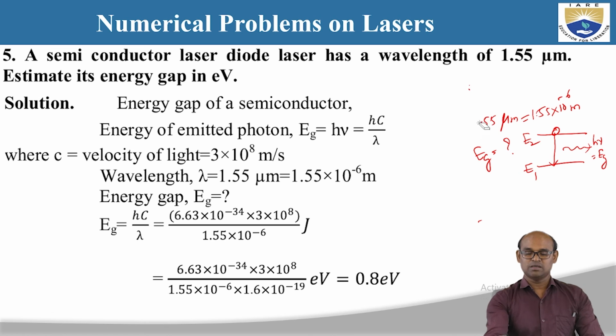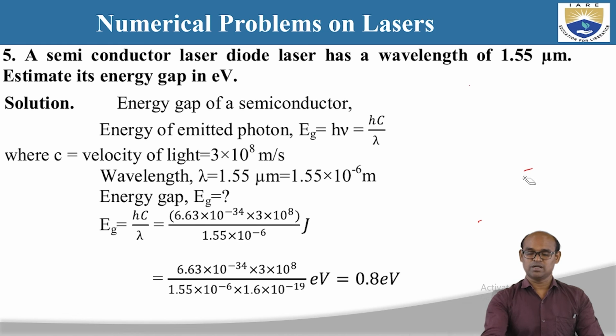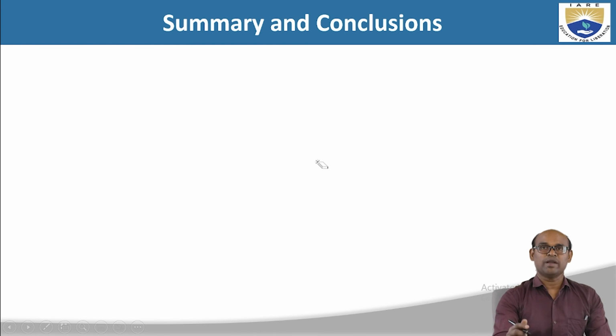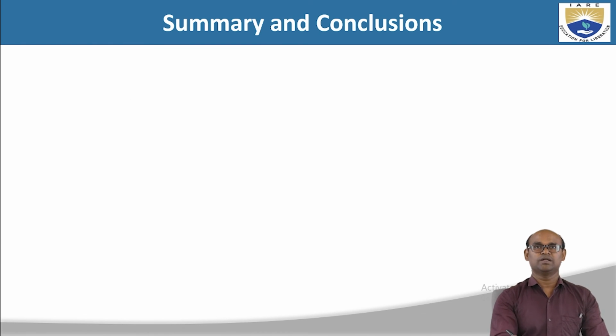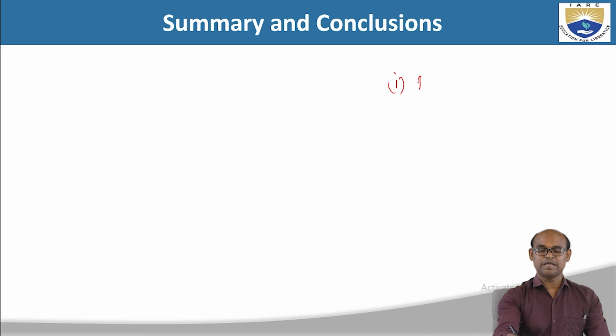To summarize, we have worked 5 different problems on lasers. The first problem is to find out the relative population between two energy levels, n1 and n2.